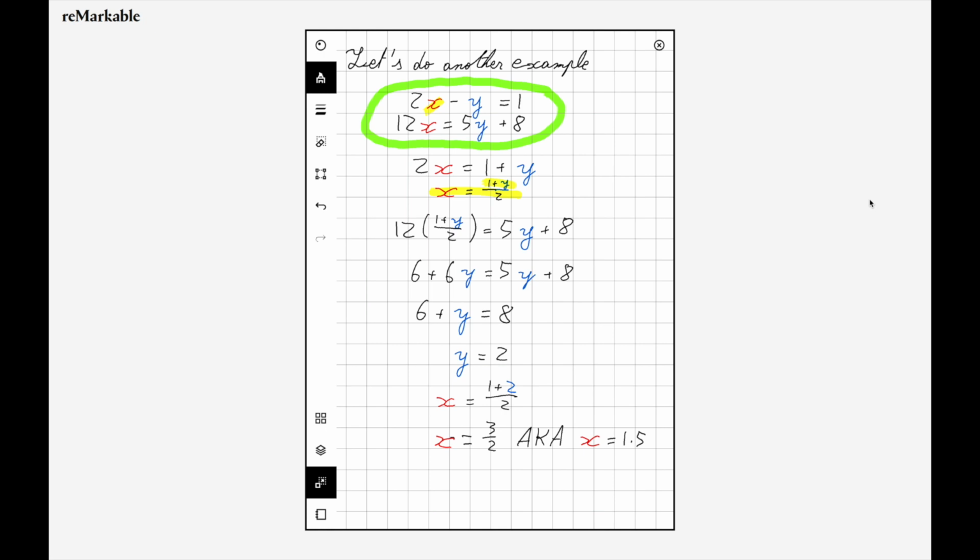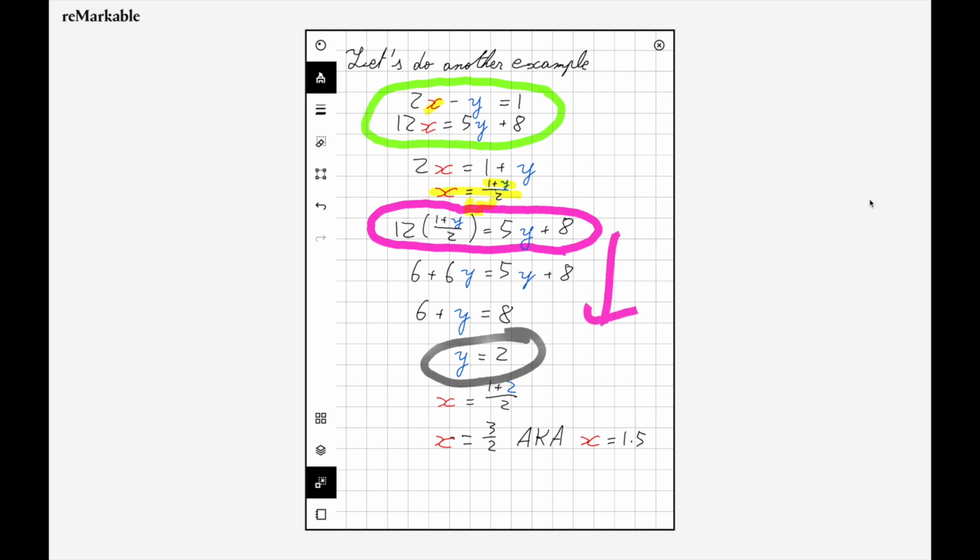Plug that in right there. I've noticed there is no x in this. As soon as we reach this equation, there is no more x. There is only y. And one equation, one unknown. We know how to do that. Pretty straightforward. We get a numerical answer.